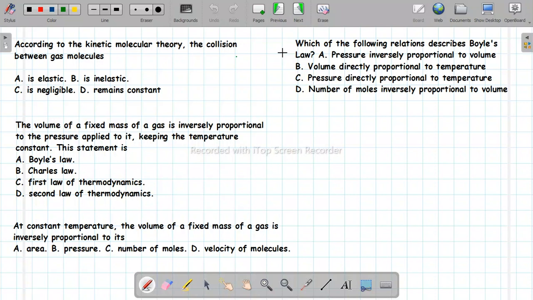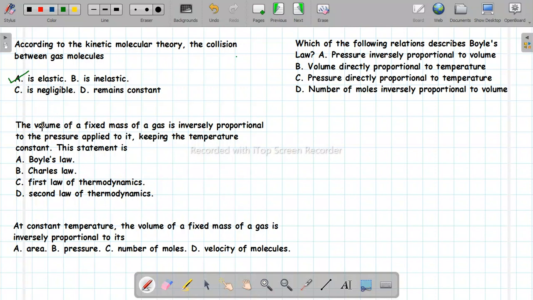Molecules are in constant random motion. They might change their direction with the collision, and no force exerts between the molecules unless they collide with each other, and even when they collide the collisions are elastic. This makes us conclude that option A is the correct option.